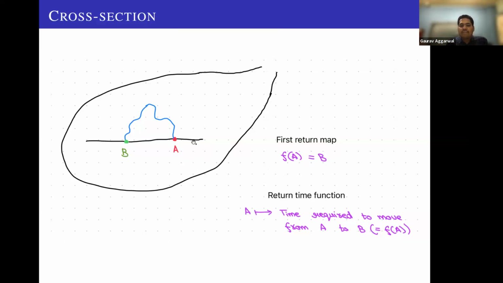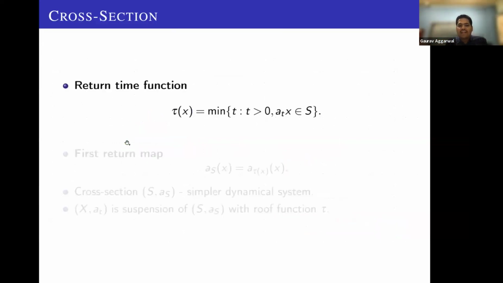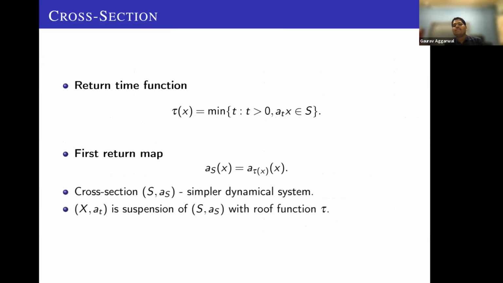And the return time map is actually the time you would take to move from this point A and reach the point B. Mathematically, it's given by the minimum of the time t so that a t x belongs to S again, and the return time map is just tau of x.